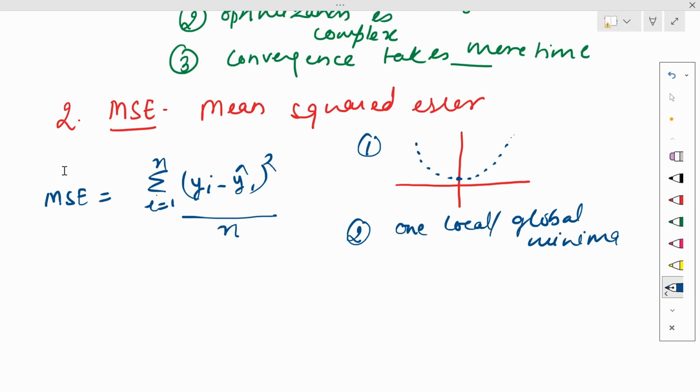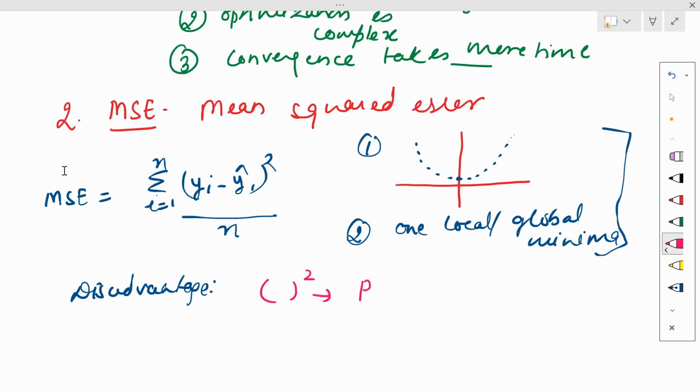These are some of the advantages of MSE. But if we talk about disadvantages, then those are also there. One of them is that because we are squaring the value, it will lead to penalizing the outliers heavily. So we can say it's not robust to outliers.